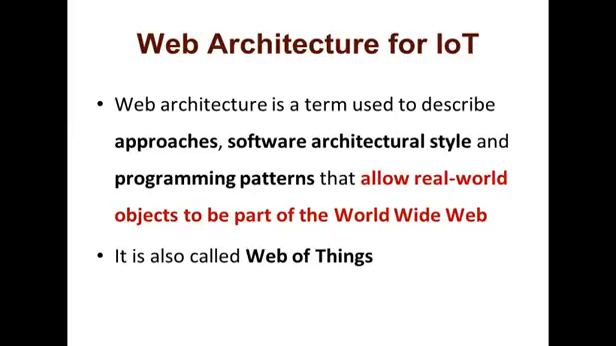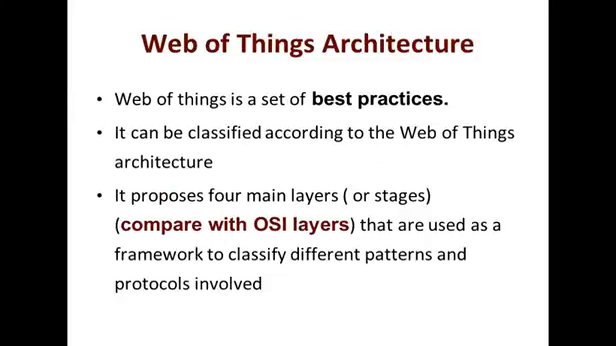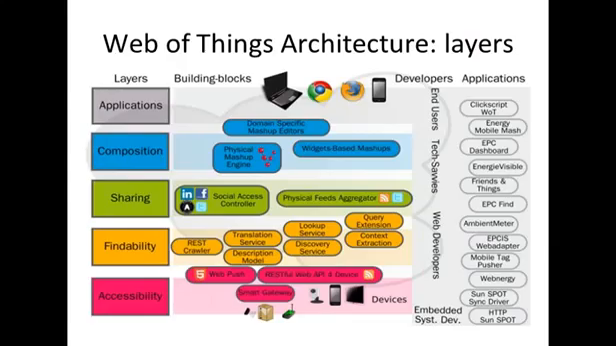I told you the objective is to connect things. So how do I connect? I have developed some approaches, some are software architectural styles and others programming patterns, whose intention is to connect the real world. This is called web architecture for IoT because it connects these things. It's also called Web of Things because it is moving from Internet of Things to a next level where things can talk to each other and they can be programmed.